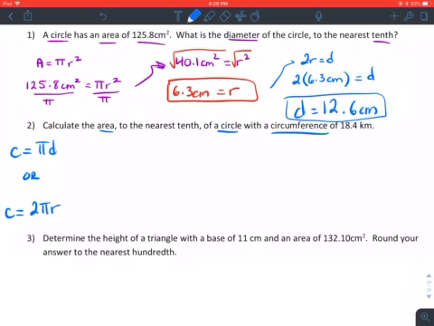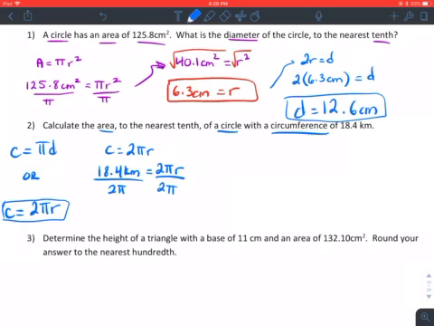Now, since we're looking for an area, it's going to make a little bit more sense for us to use the formula with radius, since the circle formula is pi r squared. I need the radius. So let's go ahead and see what we can come up with. So here's our formula. Circumference is equal to 2 pi r. Our circumference is 18.4 kilometers. That's going to be equal to 2 pi r. Now we could do this in 2 steps. However, we're going to divide by 2 pi. Reason why, 2 and pi are both being multiplied by the radius, so we can divide both of them at the same time.